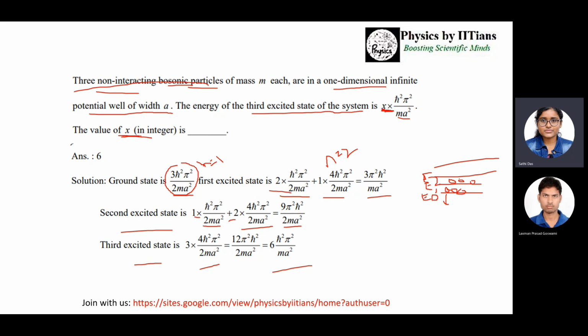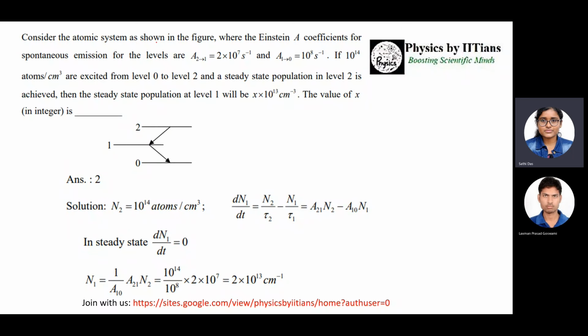And another question is: consider the atomic system, where the Einstein A coefficient for the spontaneous emission for the levels, A for 2 to 1 is 2 × 10^7 second inverse, and the next coefficient from 1 to 0 is 10^8 second inverse. If 10^14 atoms per centimeter cube are excited from level 0 to level 2 and a steady state population in level 2 is achieved, then the steady state population at level 1 will be x × 10^13 cm^-3. So the value of x is how much?